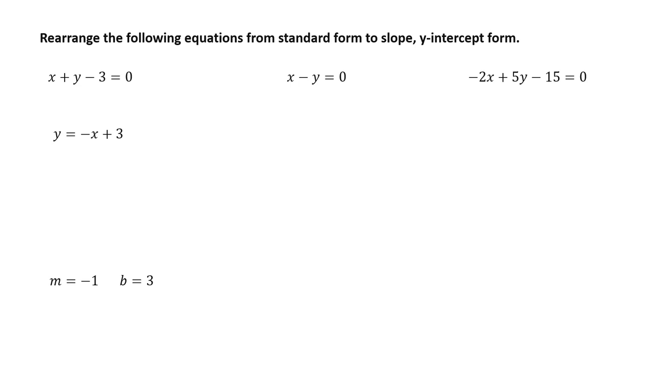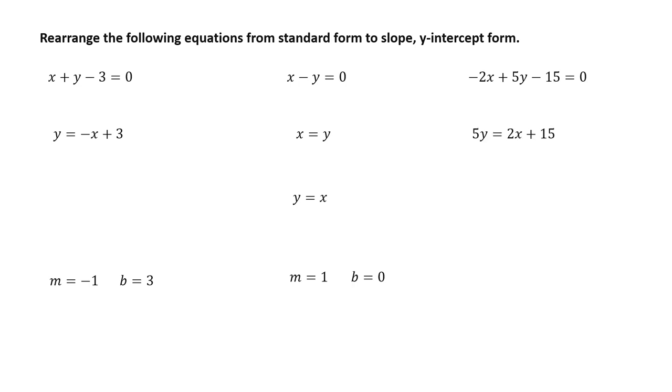In this equation, x minus y equals 0. It may actually be easier in this case to keep x on the left-hand side and bring the y over, so we get simply x equals y. And then we can just flip them around and say y equals x. Our x coefficient is 1, and because we don't have a b value at all, we say that b is equal to 0.